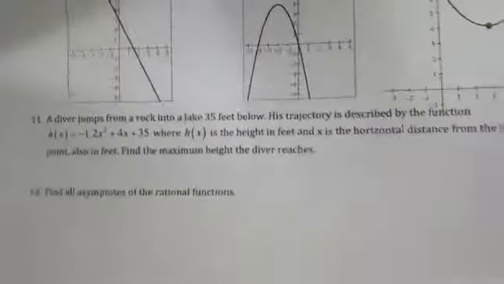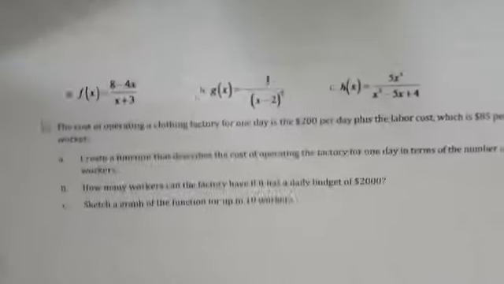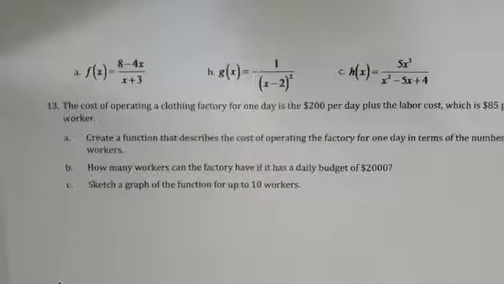So find all the asymptotes of the rational function. So you should know how to find asymptotes. You should be able to tell your hole from your asymptote. I don't think any of those even have holes if I'm looking at them now.